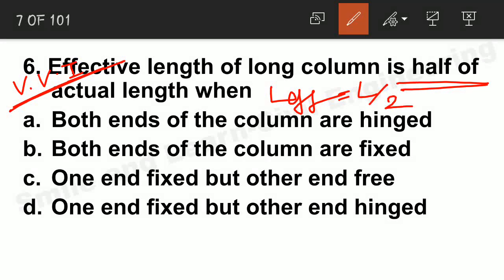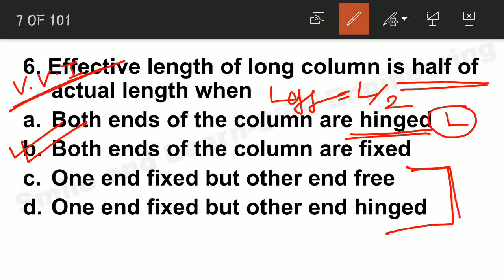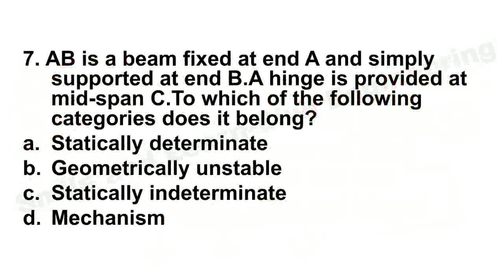So when does this happen? When both ends of the column are fixed. Option B is the correct answer. When both ends are hinged, then it becomes L by 2. And if you know the answer for these two end conditions, please mention it in the comment section. Okay, let's move on to the next question.